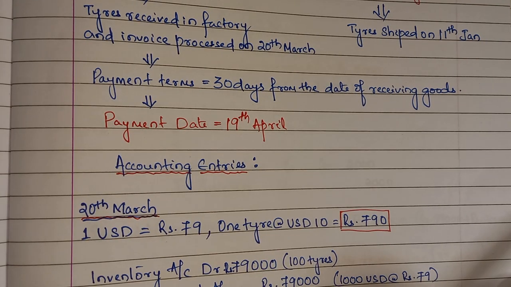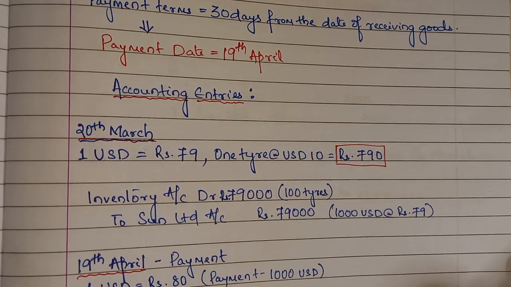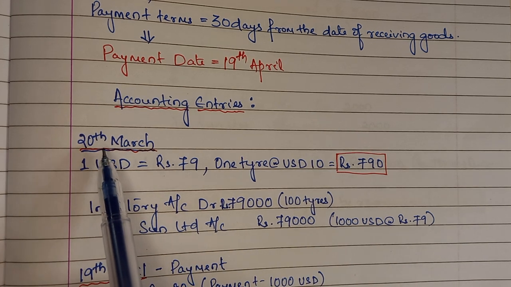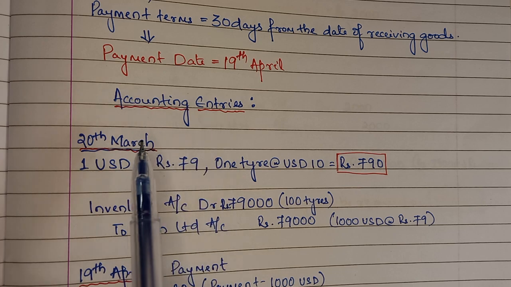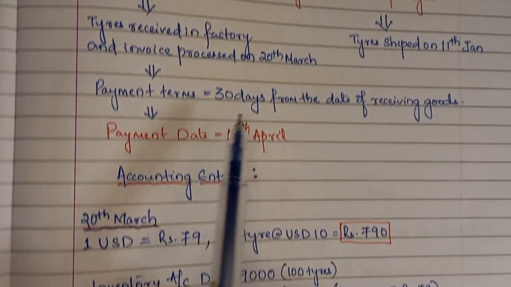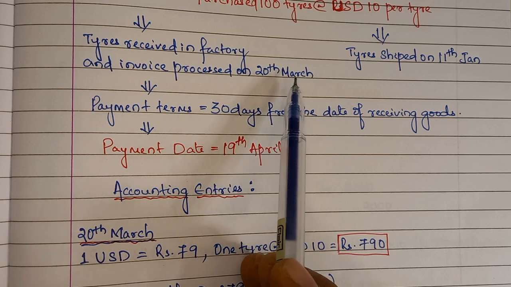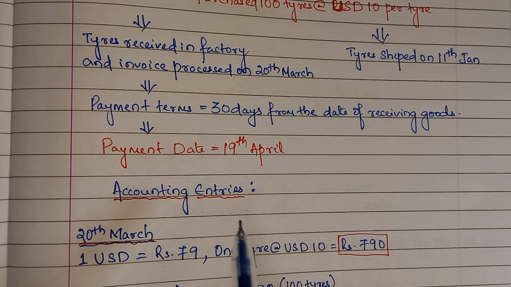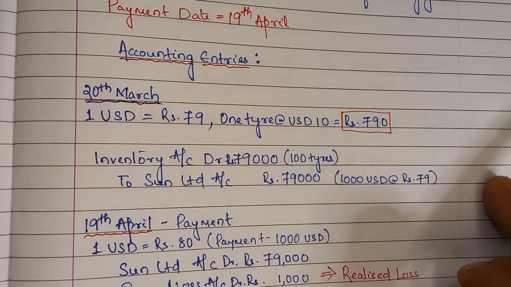Now XYZ is going to post, the buyer, which is located in India. Coming to the accounting entries, the first entry the company is going to post is on 20th of March. Why? Because on 20th of March, the company has received the tires in the factory and the invoice processing is happening on 20th of March. On 20th of March, the accountant is going to post this invoice in the accounting software. So what is the entry he is going to post?